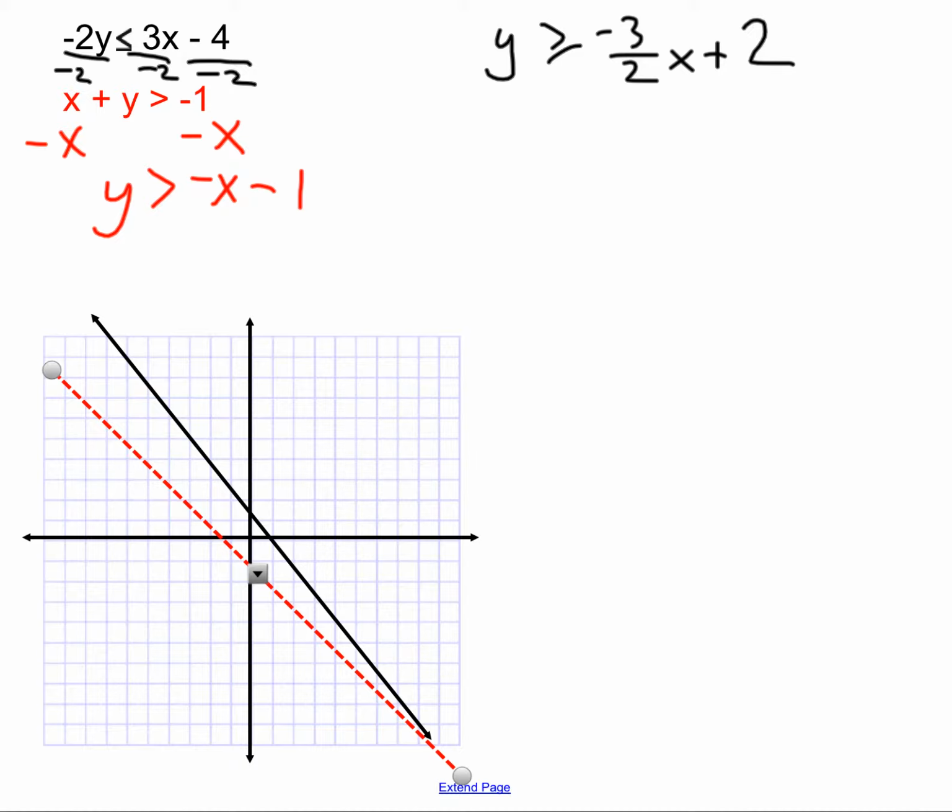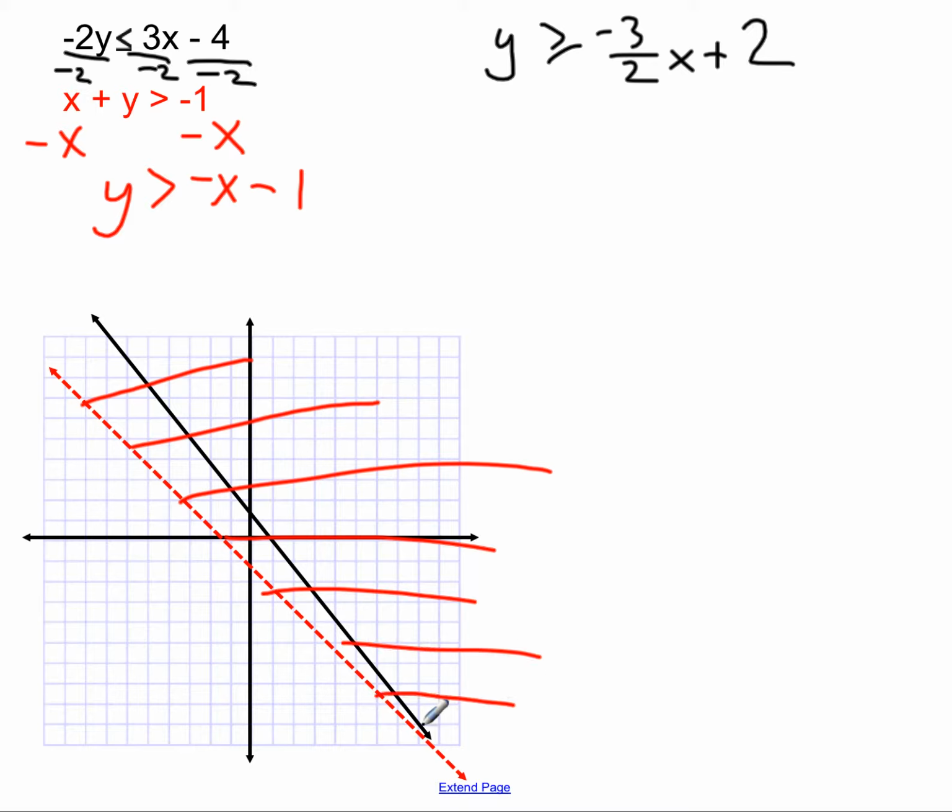And if I were going to do my shading, I would have, let's get that off, okay. y is greater than, so I'm basically going to go to my y-intercept, and I'm going to say where the value is greater than, so it's going to be on this side of my line, and it's dotted.